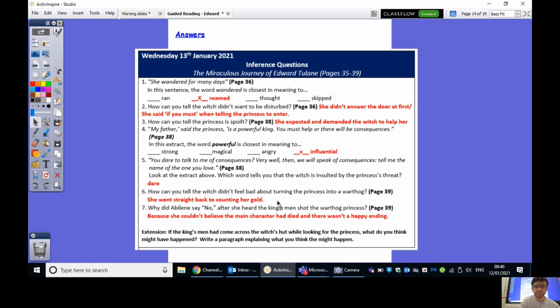How can you tell the witch didn't feel bad about turning the princess into a warthog? Well, she went straight back to counting her money, didn't she? If she was really bothered by it, she may have turned her back into a princess, or she may have been in tears or something like that, but she went straight back to counting her gold, so she didn't really care at all. And number 7, why did Abilene say no after she heard the king's men shot the warthog princess? The reason is because she couldn't believe that the main character had died and there wasn't a happy ending. So she was quite shocked or upset about that.